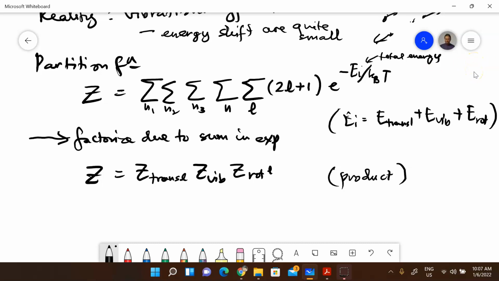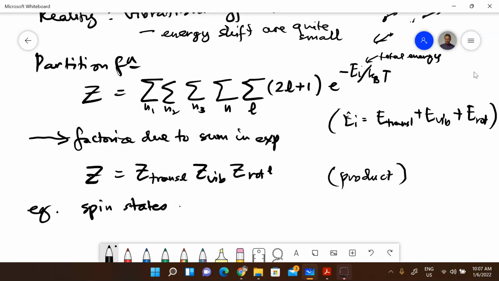An example here would be the spin states. Spin states will contribute another factor of partition function to this total partition function. But sometimes, this contribution is ignored.